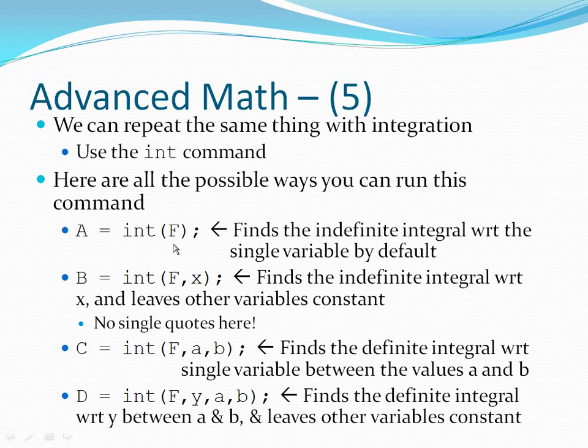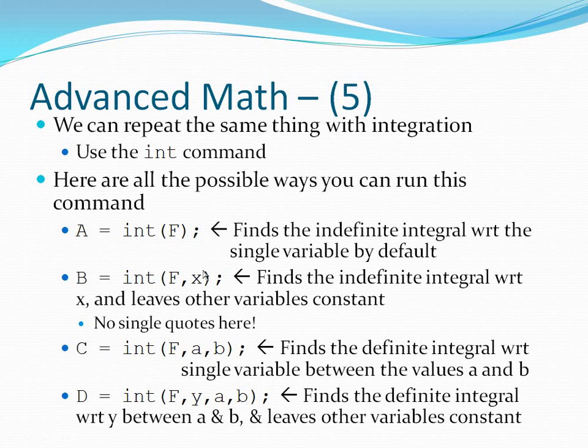If I have a function which has more than one variable and I wanted to find the indefinite integral, you're going to specify which variable you want to do it with respect to. This is with respect to x. There are no single quotes. What this will do is integrate, and it'll leave all the other variables constant while you integrate with respect to x. And make sure, as I said, there are no single quotes.